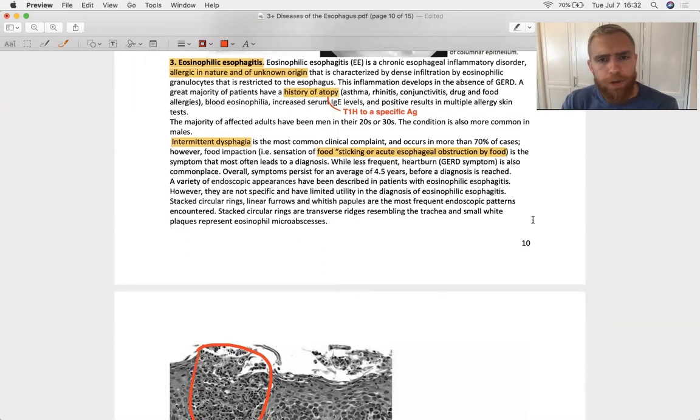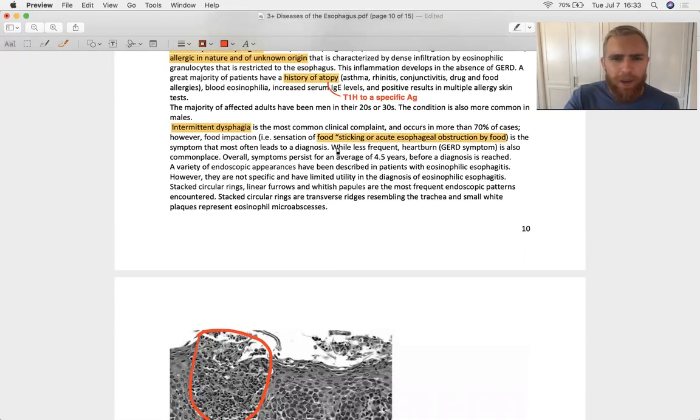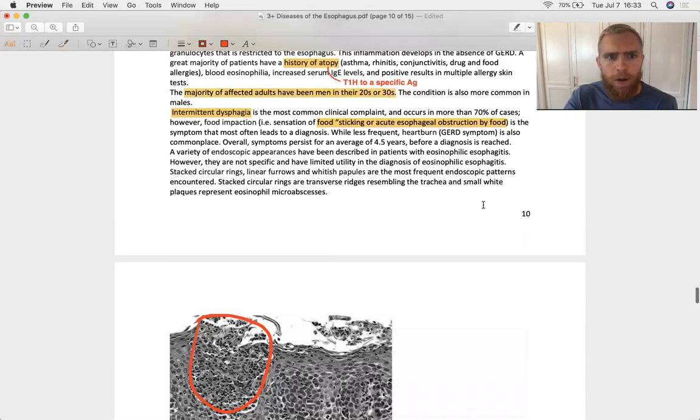Let's talk about eosinophilic esophagitis. It's a chronic esophageal inflammatory disorder, allergic in nature and of unknown origin. And most patients are going to have a history of a bad allergy or asthma or allergic rhinitis or some sort of gimme in the question stem that lets you know, hey, this person is prone to get eosinophilic esophagitis. Fairly common condition, not super common, but enough to where it should be on your differential. Majority of patients are young adult men.